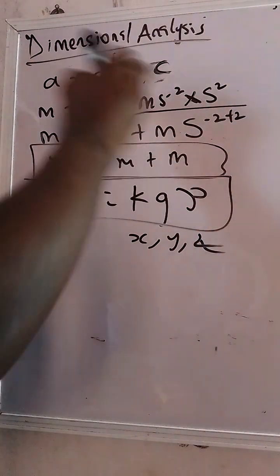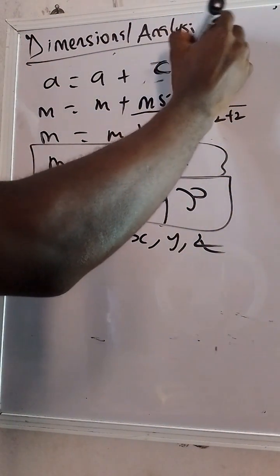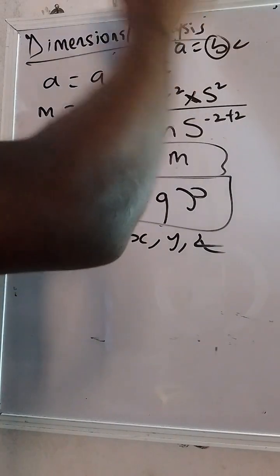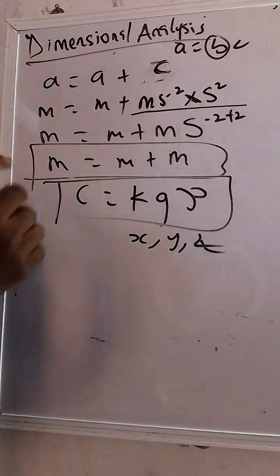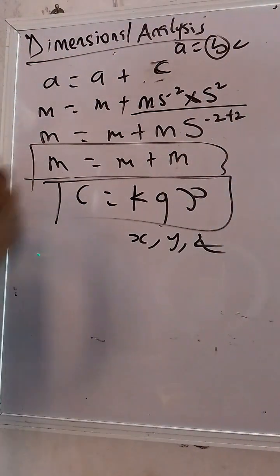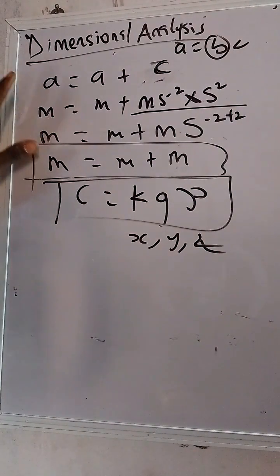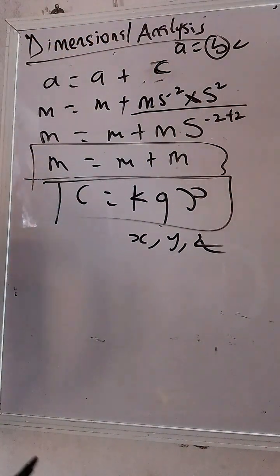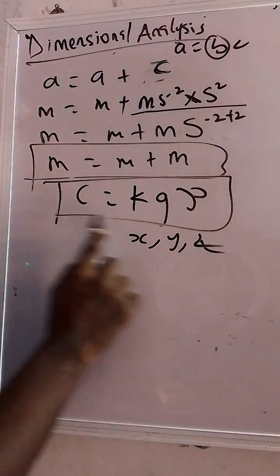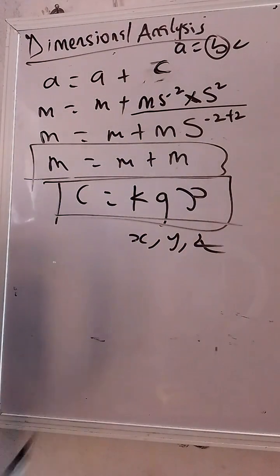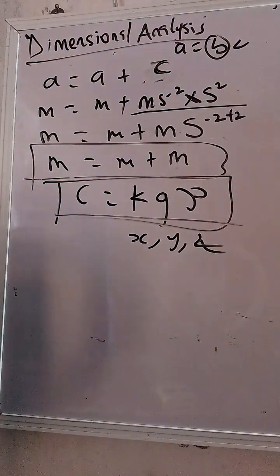The first aspect is that they can ask, if you are given A is equal to B times C, to look for B, or they can ask you to check whether the equation is correct, whereby my left hand side is equal to my right hand side. And they can also give you an equation and ask you to look for x, y, z. That means they can ask you questions based on these three aspects, and I'll be solving those three questions depending on the time.